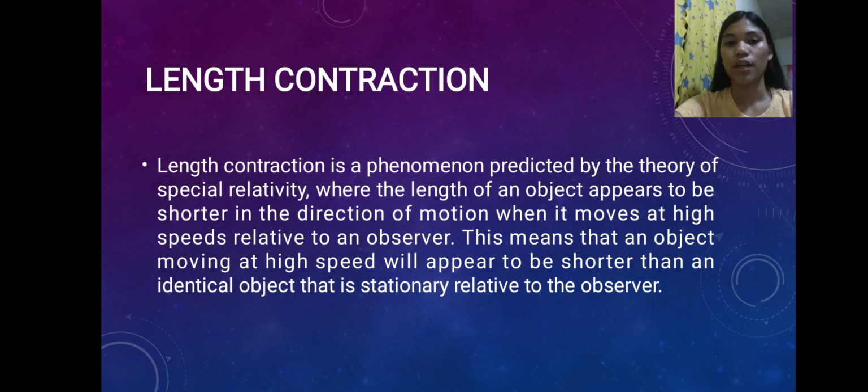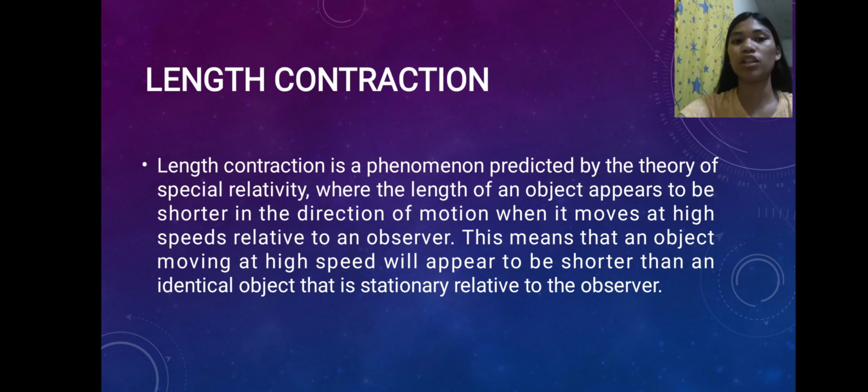Length contraction. Length contraction is a phenomenon predicted by the theory of special relativity, where the length of an object appears to be shorter in the direction of motion when it moves at high speeds relative to an observer. So this means that an object moving at high speed will appear to be shorter than an identical object that is stationary relative to the observer.